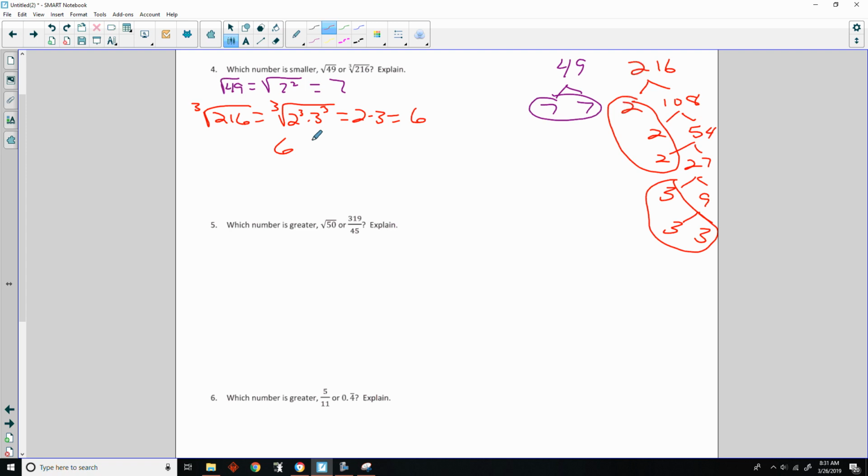Well, 6 is less than 7. Therefore, the cube root of 216 is less than the square root of 49.